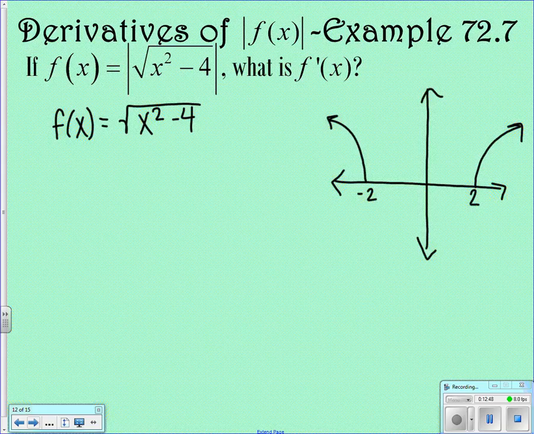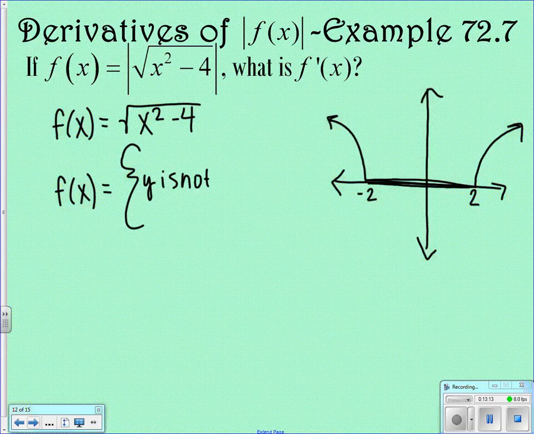So we're going to set up our function as 3, 2, 1. We're going to have a couple of pieces. On this one, we're again going to have 3. If you notice, in between negative 2 and 2, we don't have any part of our graph. So y is not defined if negative 2 is less than x is less than 2. In between negative 2 and 2, we do not actually have a function.